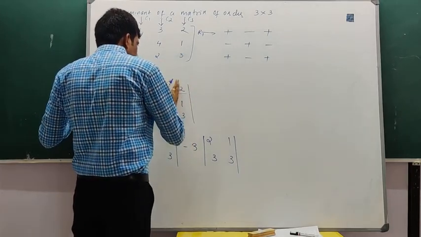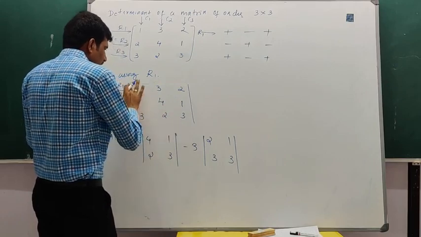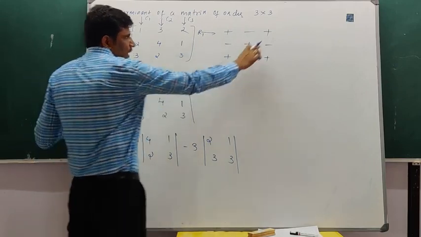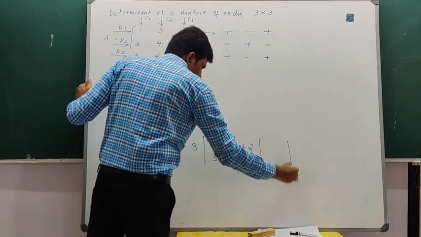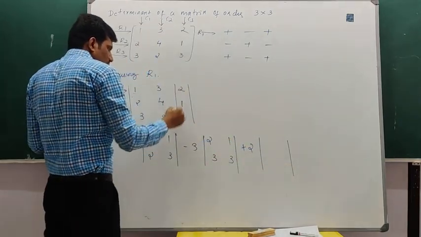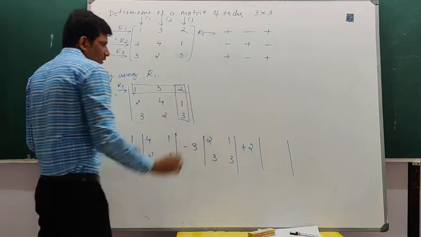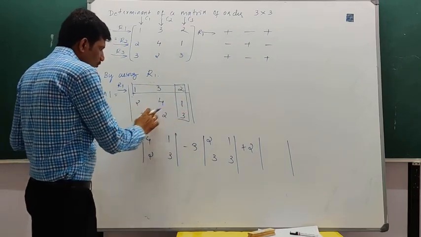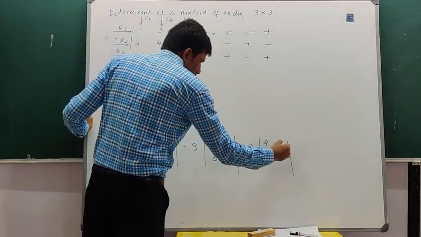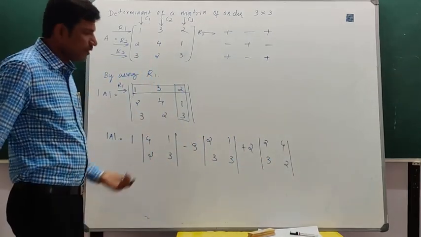Right? So now, what is the third element? The second element is over. What is the third element in R1? The third element in R1 is 2. What is the sign of this element? Plus. Plus into plus is plus 2. Now plus 2 into, we have to leave the column where this 2 is present. It is the third column and first row. What is left here? 2, 4, 3, 2, so that is 2, 4, 3. Right? Now we can expand.